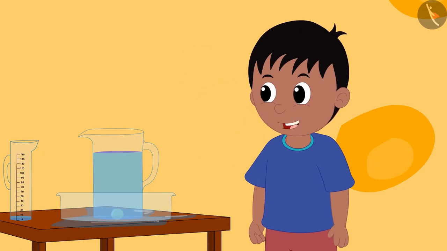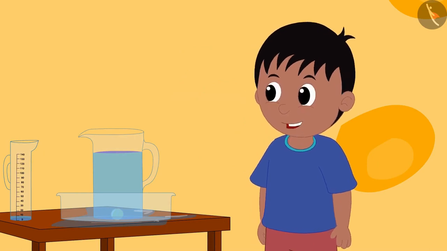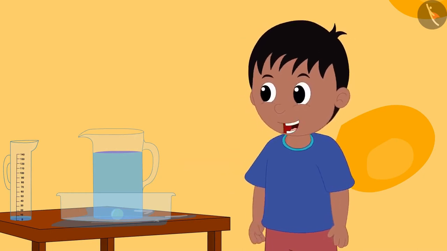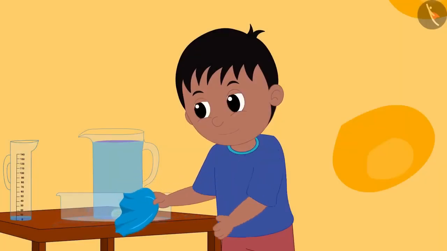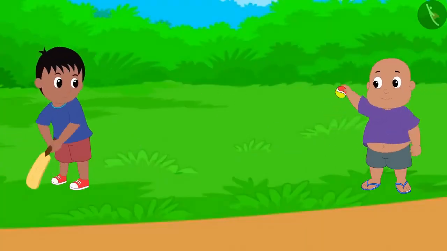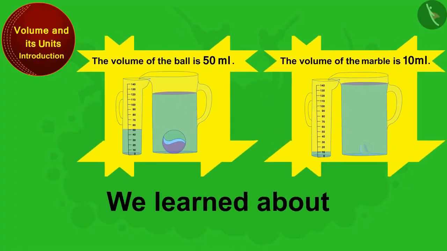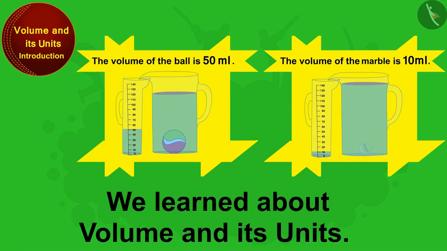Come on, Bablu. My mother is going to come. I will quickly wipe the water on the table and then we will go out and play cricket. Raju wiped the water on the table and the two friends went to play cricket. Children, in this video, we learned about volume and its units.